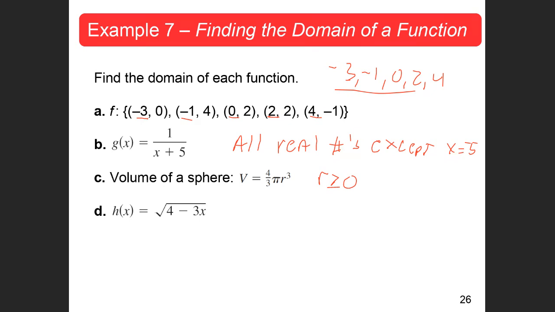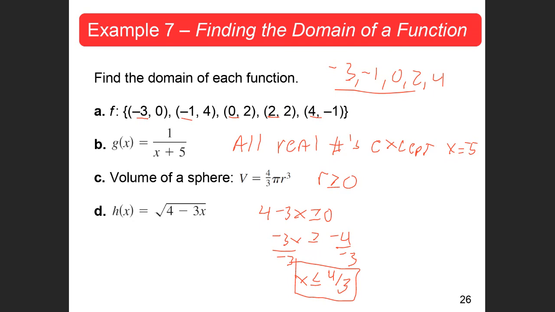And the last one, 4 minus 3x, it's a radical. Just set it greater than or equal to 0. Bring the 4 over, so -3x is greater than or equal to -4. Divide through by -3. Uh-oh. If I multiply or divide by a negative number, I've got to flip my inequality. So that would be x less than or equal to 4/3.